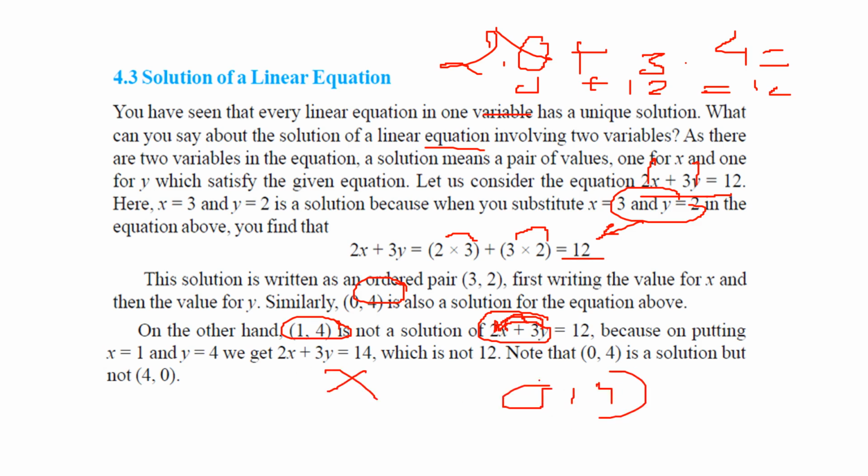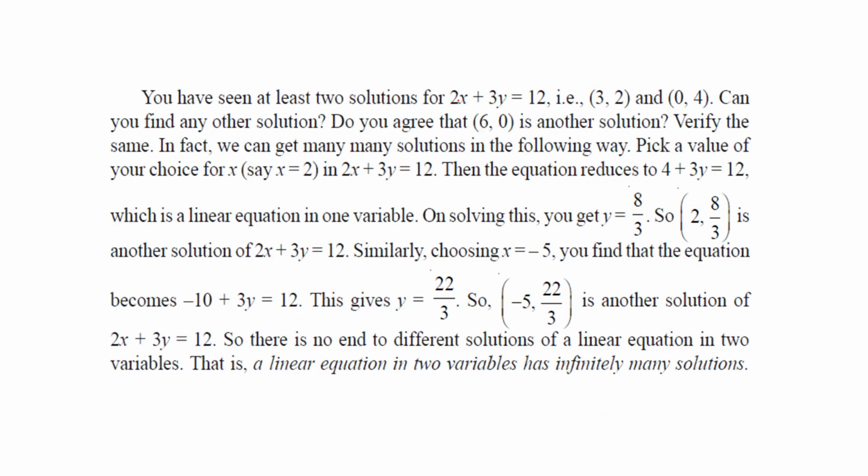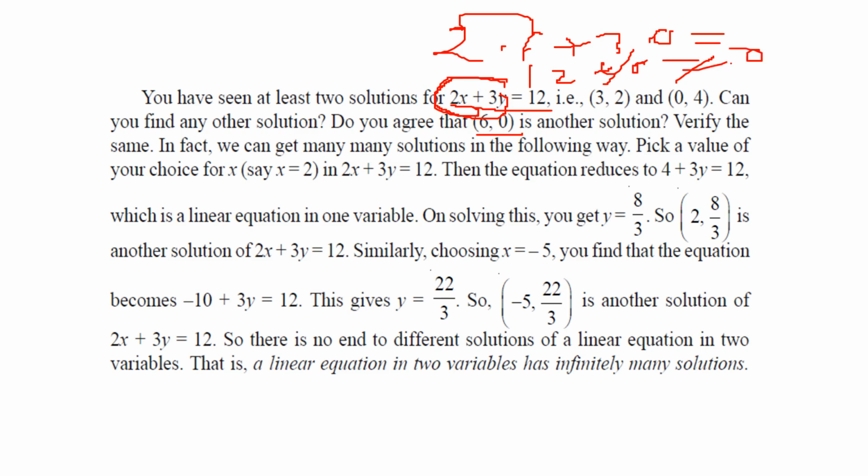And please understand, 0, 4 is not equal to 4, 0. They are entirely different. So we have 2x plus 3y equal to 12 and we have solutions 3, 2 and 0, 4, because both 3, 2 and 0, 4, if placed in the position of x and y, are going to give you 12. Now let us say 6, 0 also. So 2 into 6 plus 3 into 0 is equal to what? 12 plus 0. This is again a solution, because it is also giving you 12. So 6, 0 is also a solution.